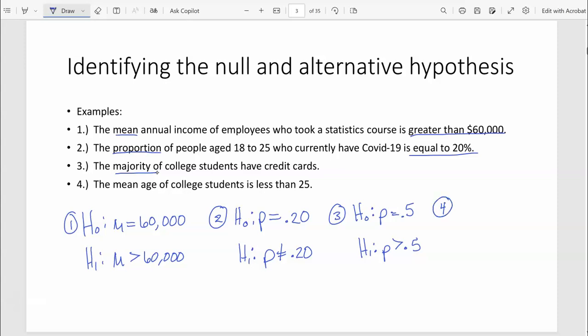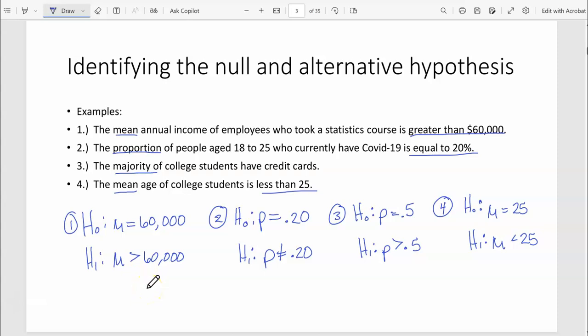And then 4: the mean age of college students is less than 25. Mean age. We're testing the claim about a mean there. So I'm using my mean symbol. Less than 25 is the alternative. Equal to 25 would be the null.